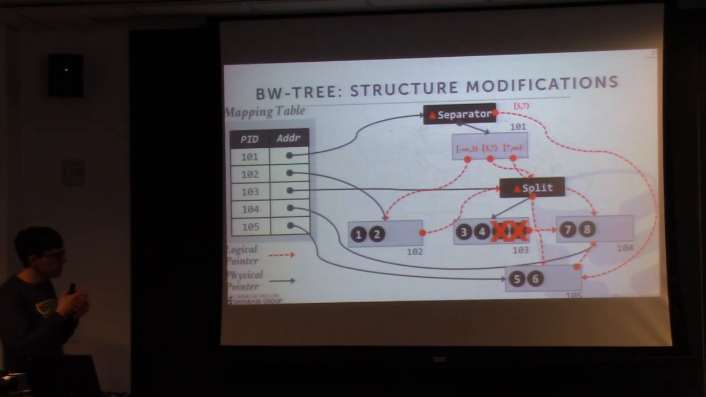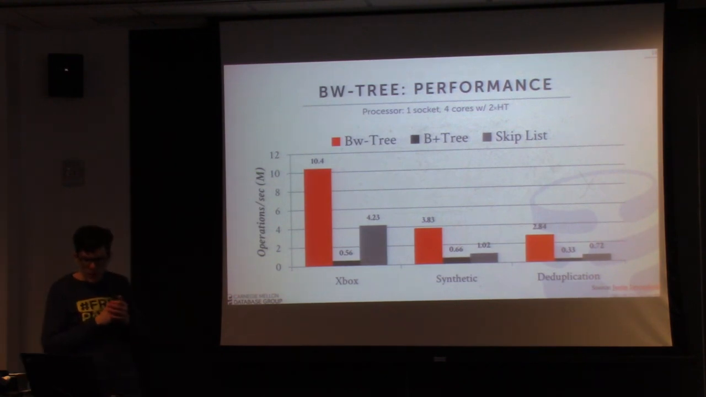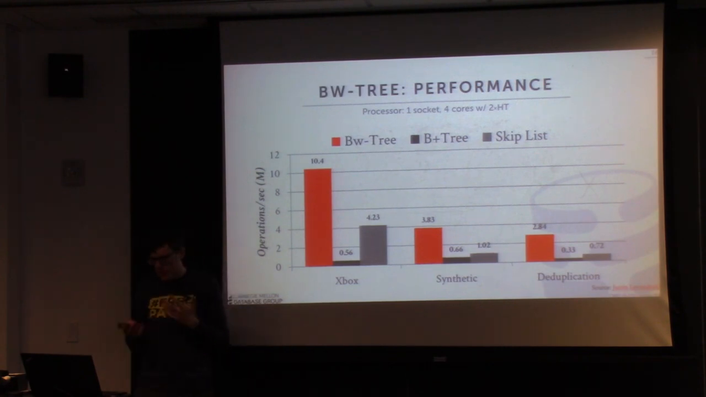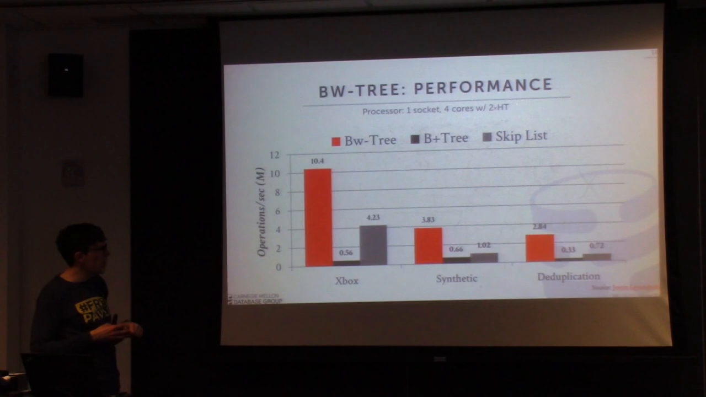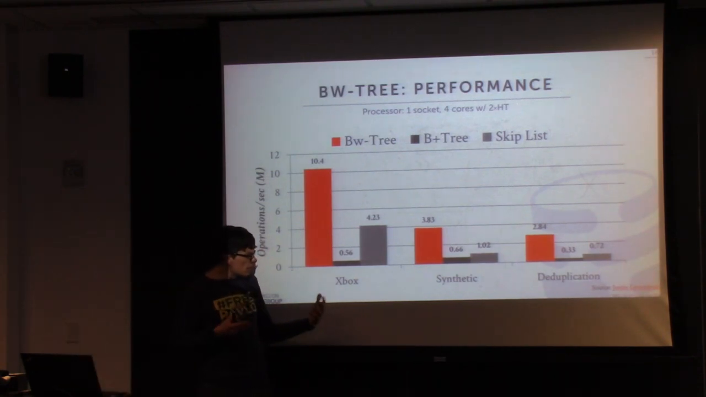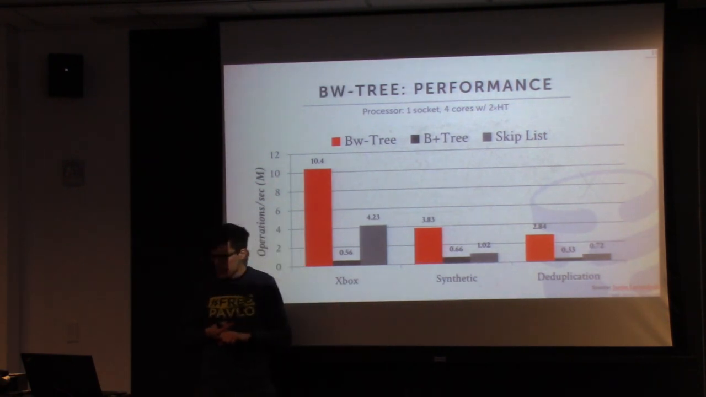All right, cool. So let's look at some performance numbers. This is from the paper you guys read. This is the BW tree running on an older machine with, I think, one socket and four cores, so eight with hyperthreading. They had three workloads. One is derived from an Xbox online game. One's a synthetic microbenchmark, and another one's doing deduplication.